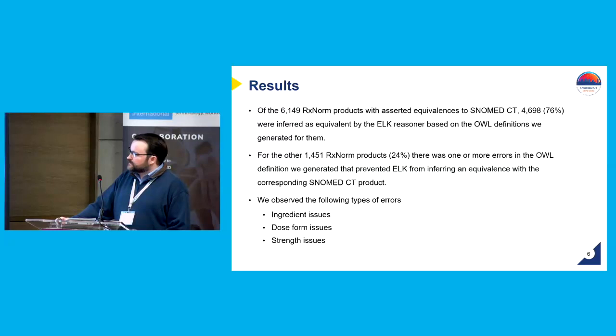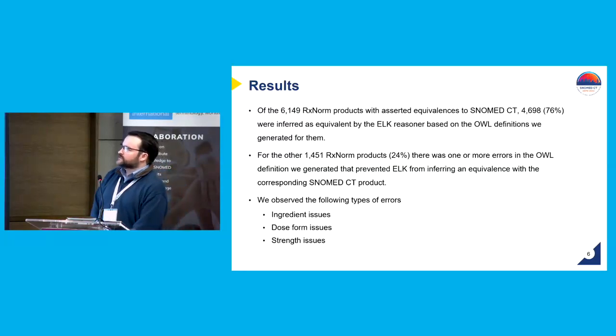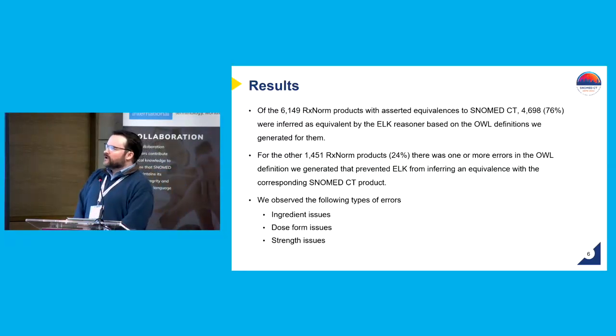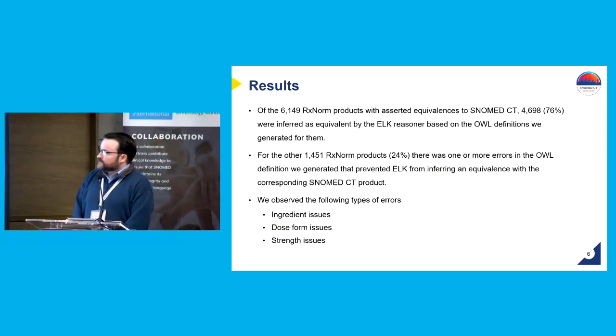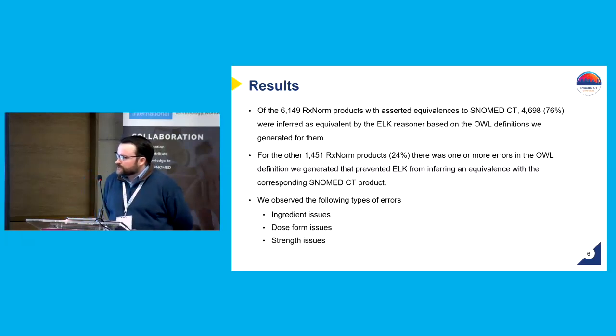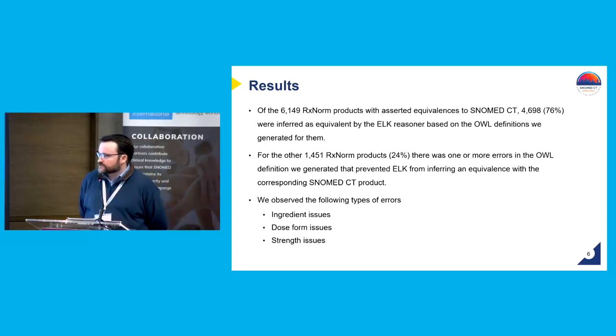So the results of about 6,150 RxNorm products with asserted equivalences to SNOMED CT were about 76% equivalent by the ELK reasoner. For the others, however, the 24%, there was one or more errors in the definition that kept us from creating an equivalence. So we observed the following types of errors: ingredient issues, dose form issues, and strength issues, which we'll get into in a little bit.